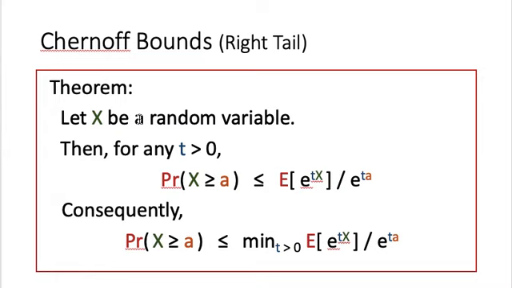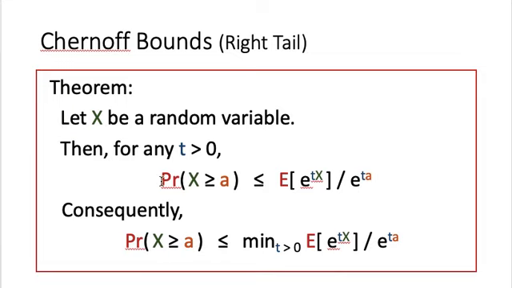Suppose that X is a random variable. Then for any t greater than 0, and this is important, t could be 0.1, could be 0.2, whatever, the probability of X greater than or equal to a is always smaller than or equal to the expected value of e^(tX) divided by e^(ta). When t is a fixed value, this is a fixed value, and this is also a fixed value. So it is going to give us a bound.